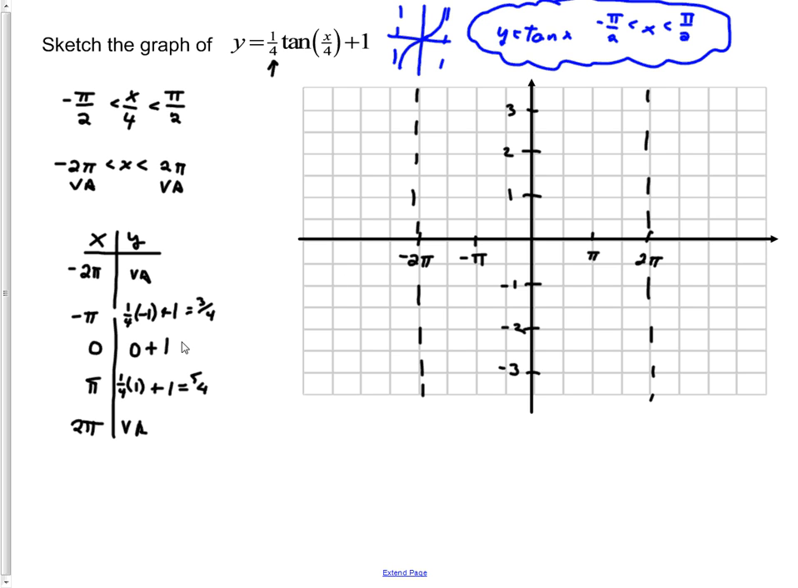We're seeing that in between our vertical asymptotes, to the left at -pi/2, we're going to be at 3/4. At x equals 0, we're going to be at y equals 1, and at x equals pi, we're going to be at 5/4. Oh, interesting. So this graph is going to come up along the vertical asymptote through our 3 points and then head off towards positive infinity.